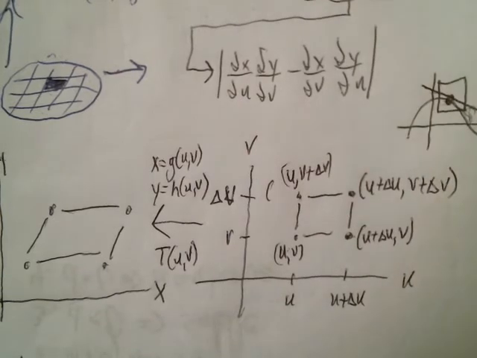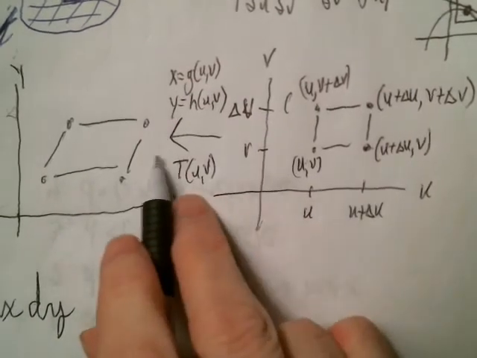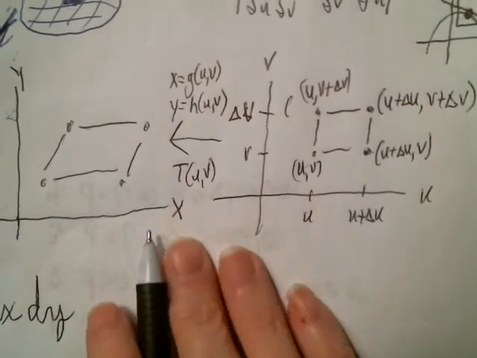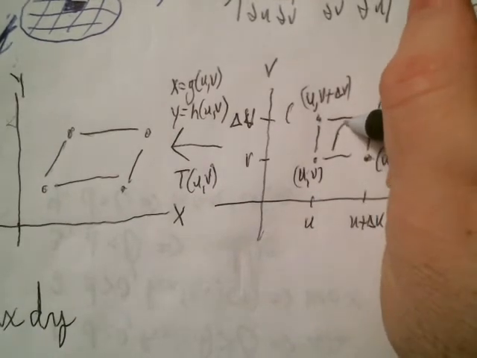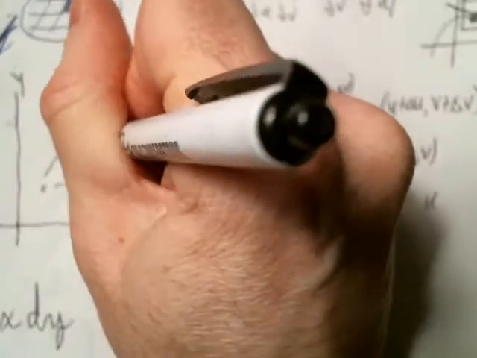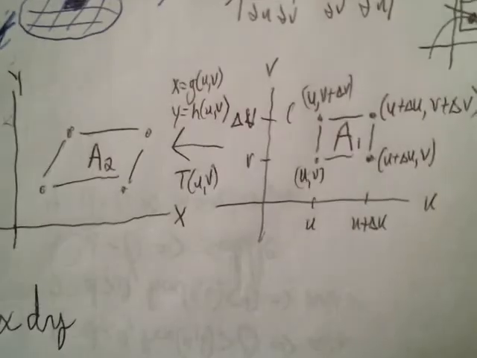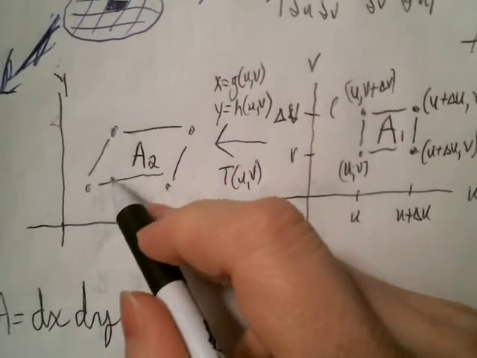Okay, so I want to see what happens to these points under this transformation. And in particular, I need to compare the area here, which we could call A1, but I think the book calls it S. I'll just call it A sub 1. I want to compare that area to this area over here, A sub 2.